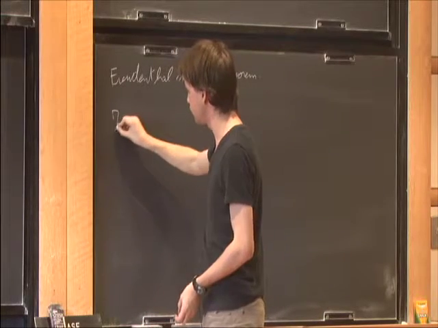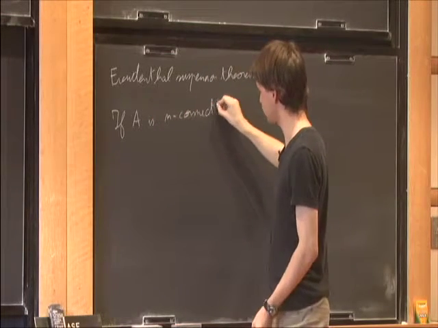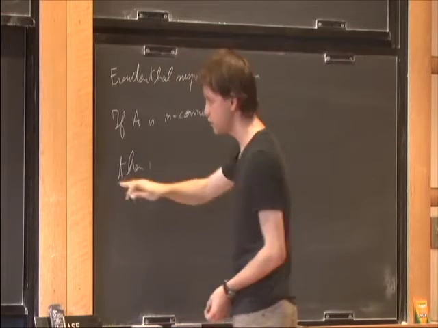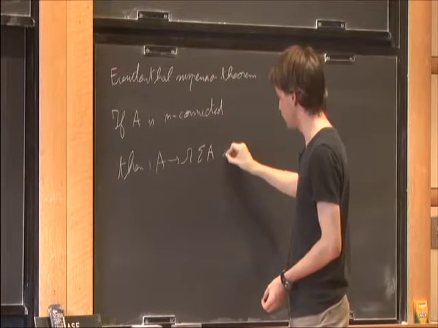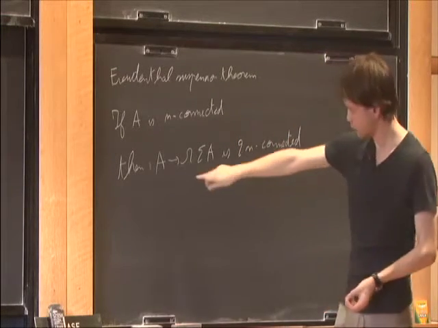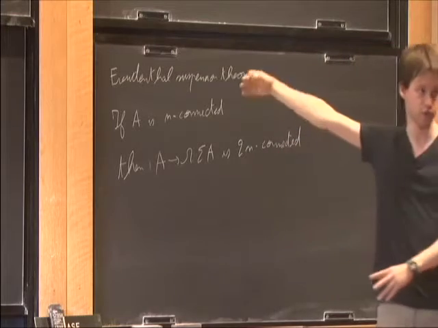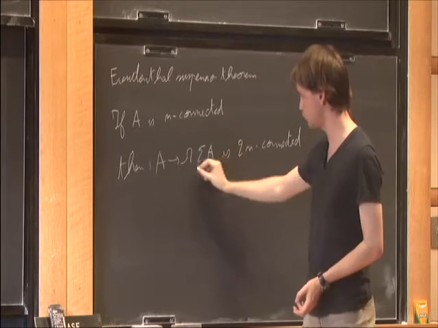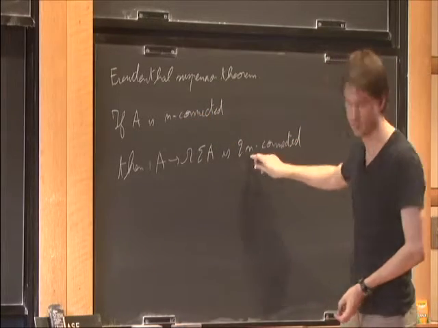Which says that if A is n-connected, then this map from A to the loop space of the suspension of A is 2n connected. So it's not an equivalence, but it's at least more or less the same thing up to dimension 2n. So knowing A, you will still get some information about the loop space of the suspension of A in the range from n to 2n.